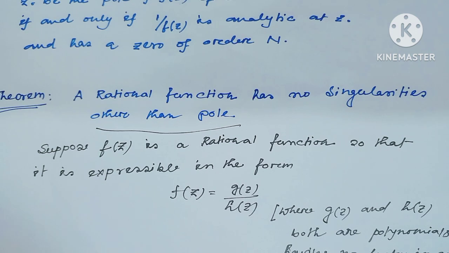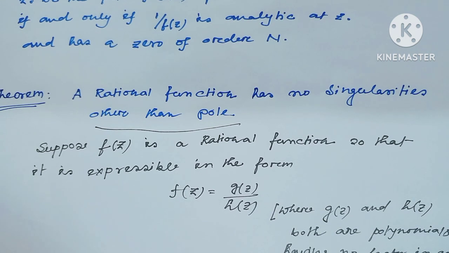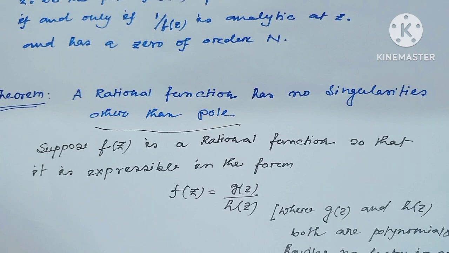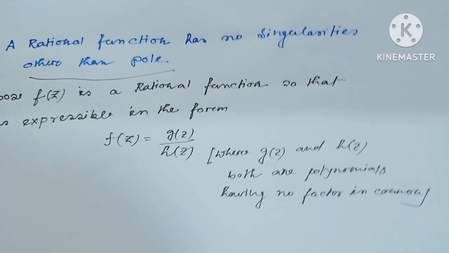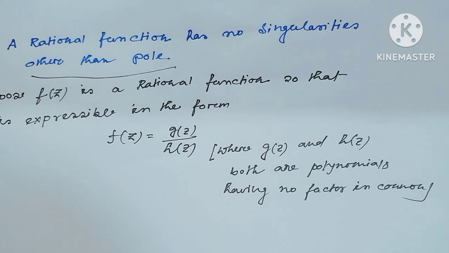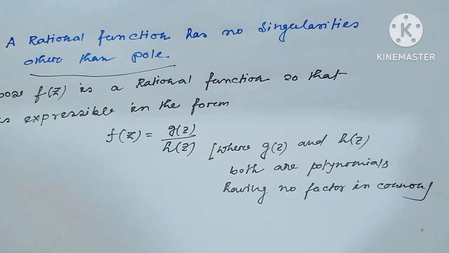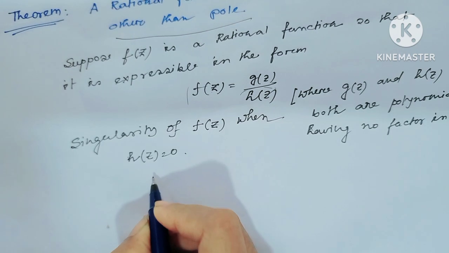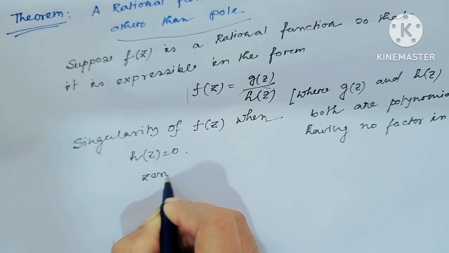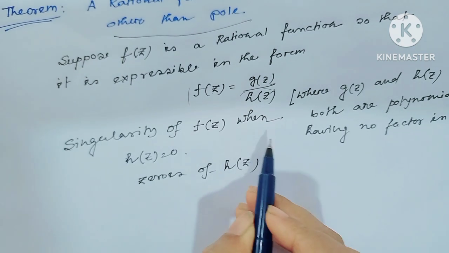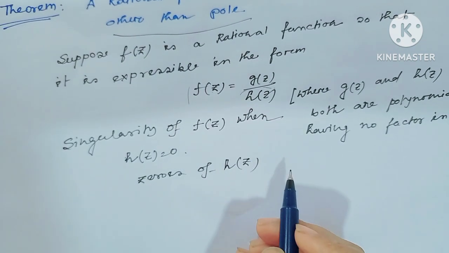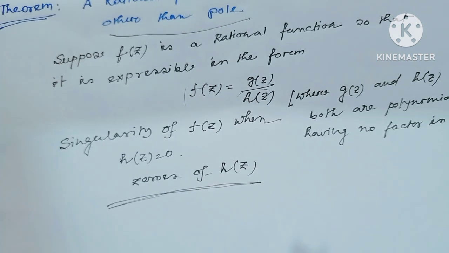And why does a rational function have no singularity other than a pole? Suppose f(z) is a rational function, expressed in the form f(z) = g(z)/h(z), where g(z) and h(z) are both polynomials having no common factor. The singularities of f(z) occur when h(z) = 0, that is, at the zeros of h(z).